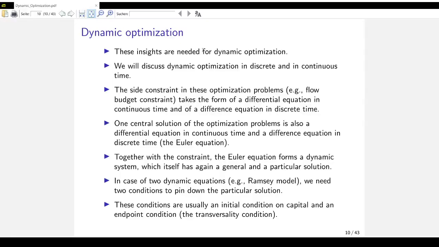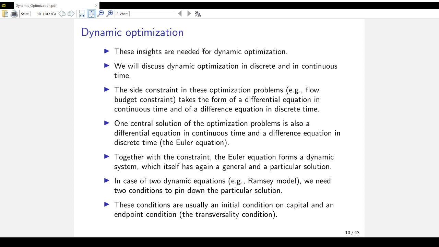So this was a brief overview of differential equations and difference equations, and how to solve the simplest forms of these equations actually. Why do we need this? Now we will discuss in the next two parts dynamic optimization in discrete and in continuous time. And as we will see, the side constraints in these optimization problems are typically posed in terms of difference equations in discrete time and differential equations in continuous time.